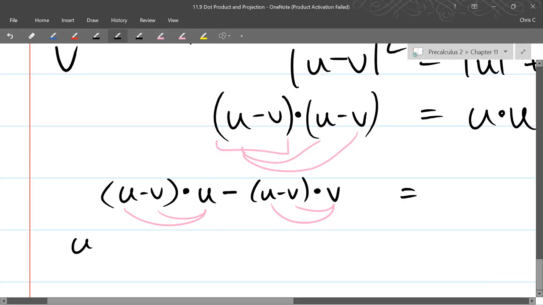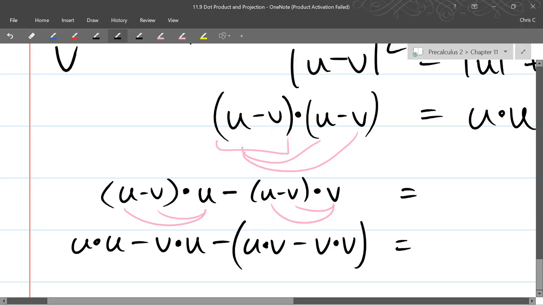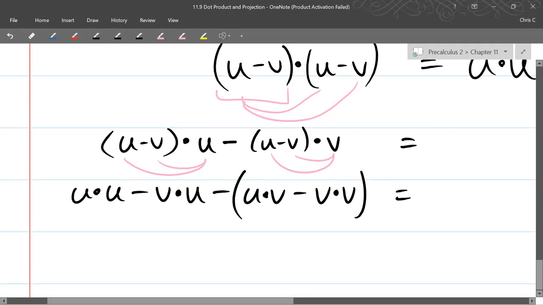So this is u dot u minus v dot u minus, I'll go with the parentheses here, u dot v minus v dot v. And we'll straighten out the signs here, and I'll write them alphabetically. So I'm writing this v dot u is u dot v minus u dot v plus v dot v.